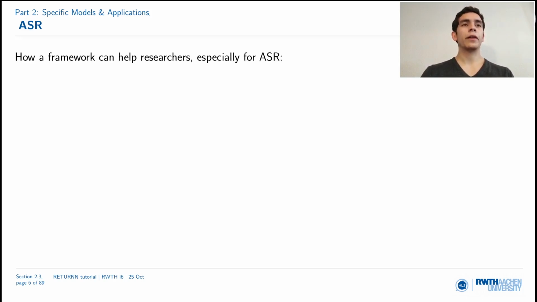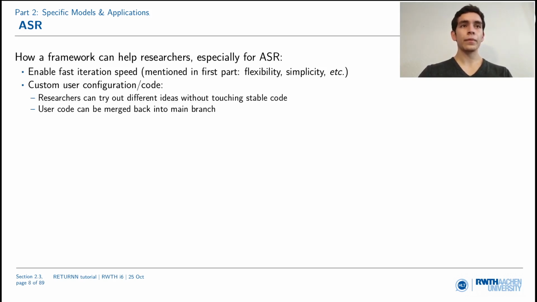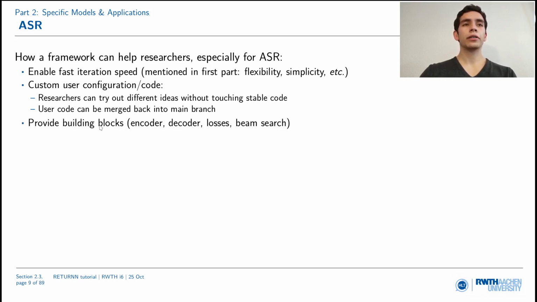And in terms of framework support, how can researchers benefit from using a framework, especially for ASR? It enables fast iteration speed, which was already mentioned in the first part. So the framework should be flexible and simple enough, for example, allowing custom user configuration or code, so researchers can try out different ideas without touching stable code. And that stable code includes the building blocks, such as encoders, decoders, as well as losses and beam search. Those should be efficient implementations and high quality code.